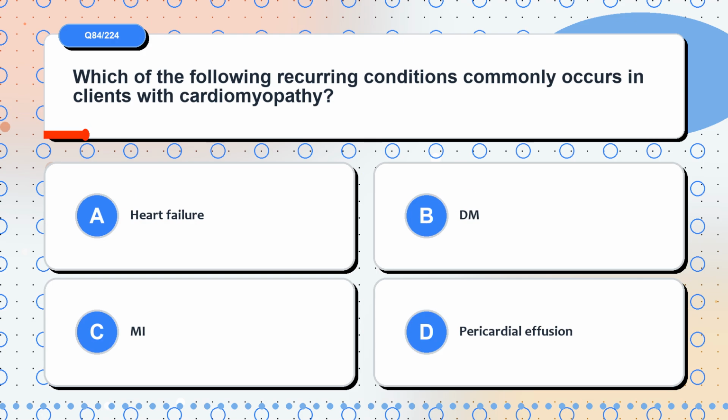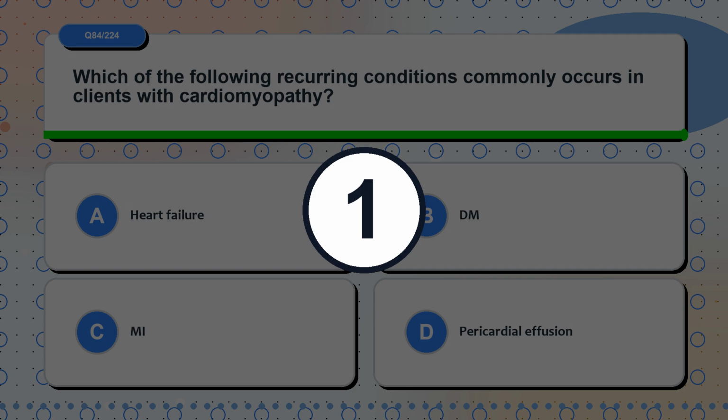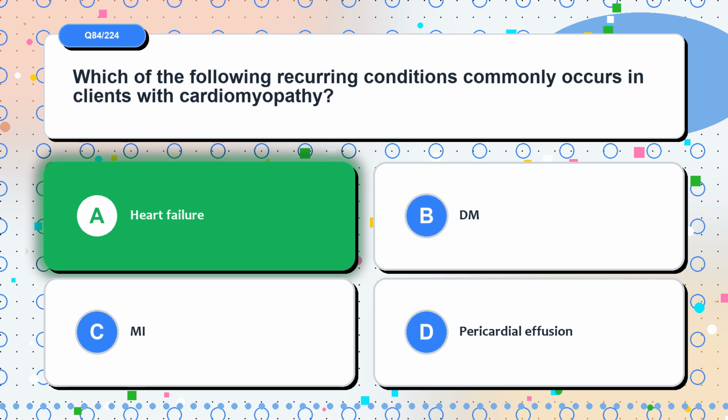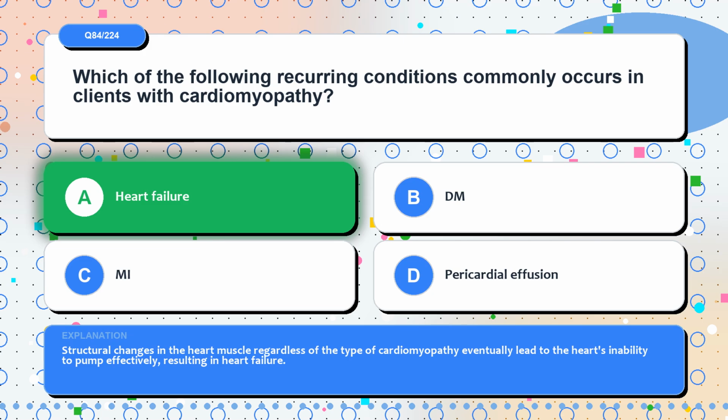Question 84. Which of the following recurring conditions commonly occurs in clients with cardiomyopathy? Here are the options. Option A. Heart failure. Option B. DM. Option C. MI. Option D. Pericardial effusion. The correct answer is option A. Heart failure. Structural changes in the heart muscle, regardless of the type of cardiomyopathy, eventually lead to the heart's inability to pump effectively, resulting in heart failure.